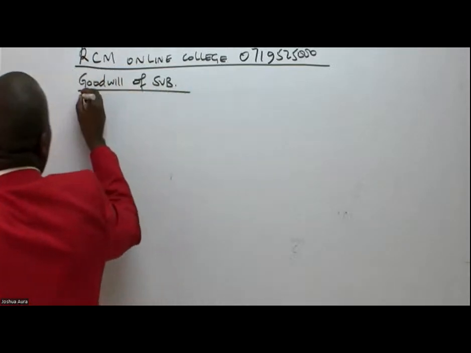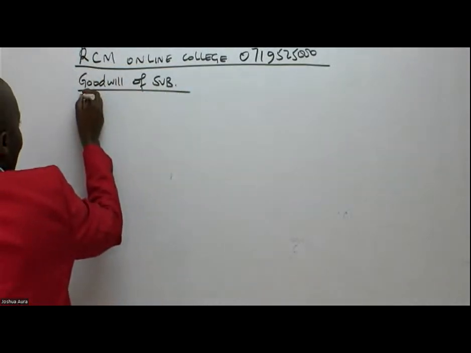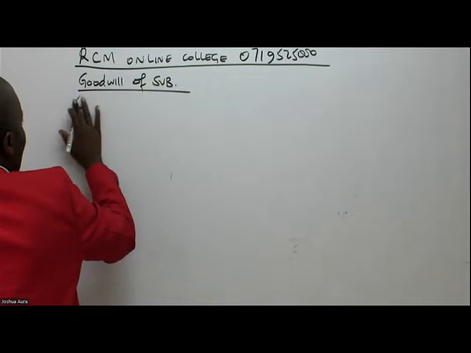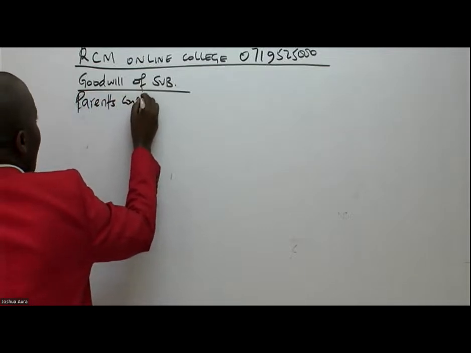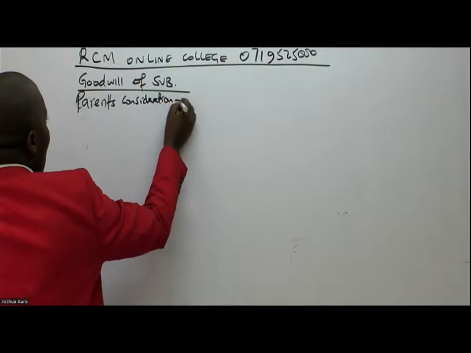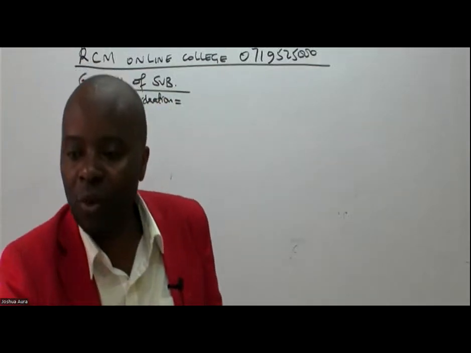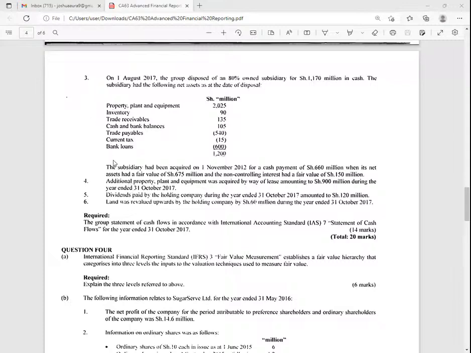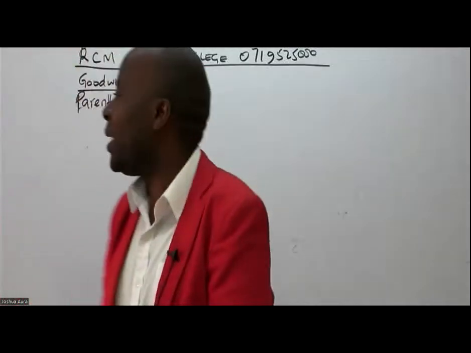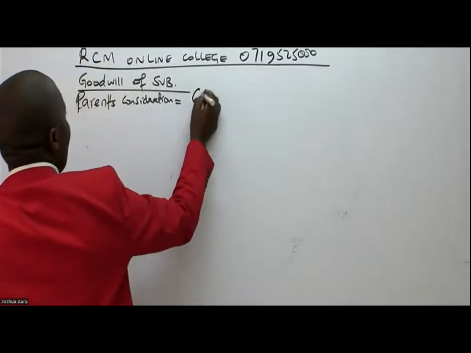So please come and give us here the consideration paid by the parent. So we have here the parent's consideration at the date of acquisition. The parent's consideration has been provided in this note number 3 down here. The subsidiary had been acquired on 1st November 2012 for a cash payment of 660. So the parent paid 660 million.